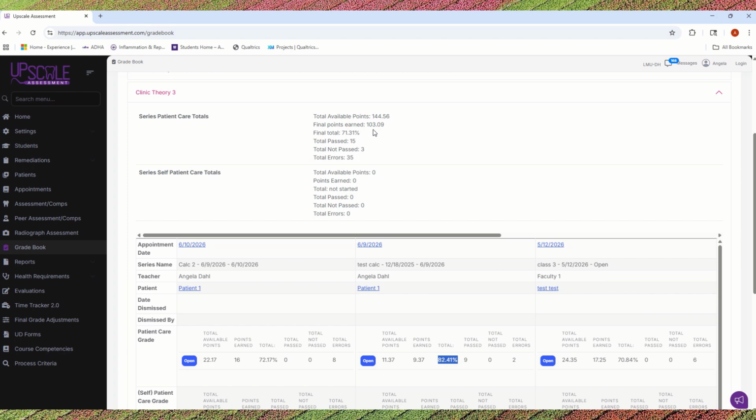So up here, what they do is they average out and create a patient encounter percentage. So however many patients the student sees, this will be the overall percentage that the student will receive for patient encounters. So it kind of breaks it down for you.